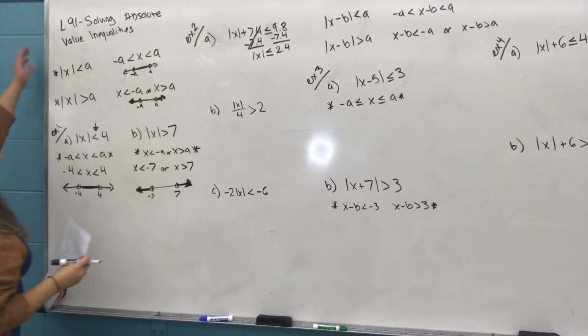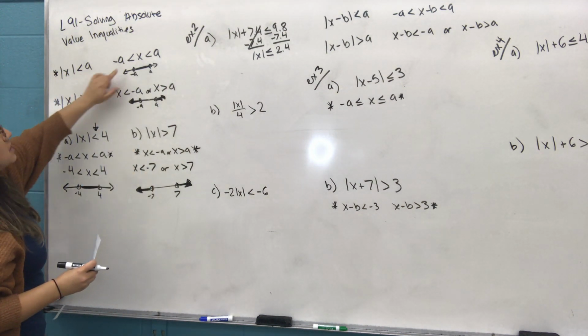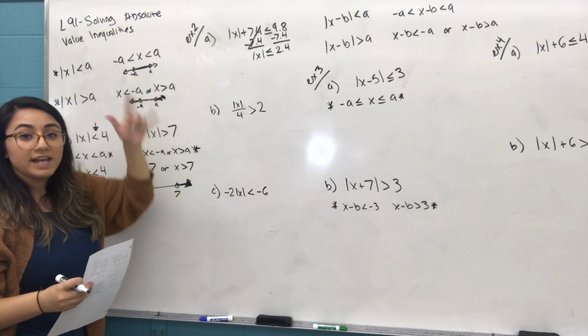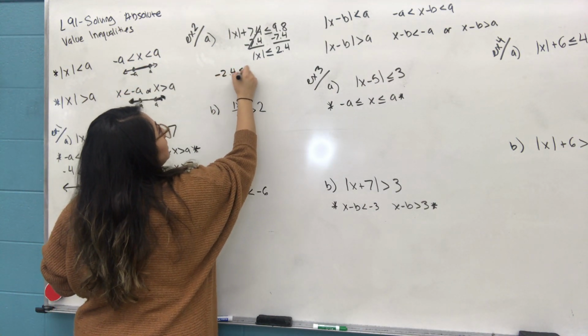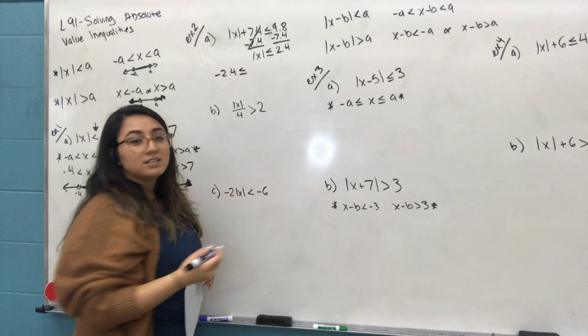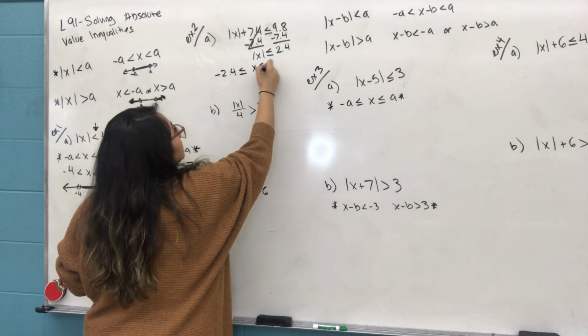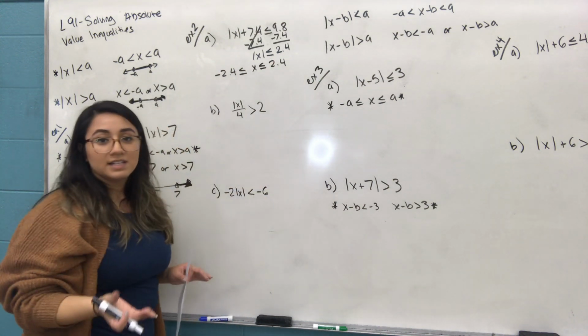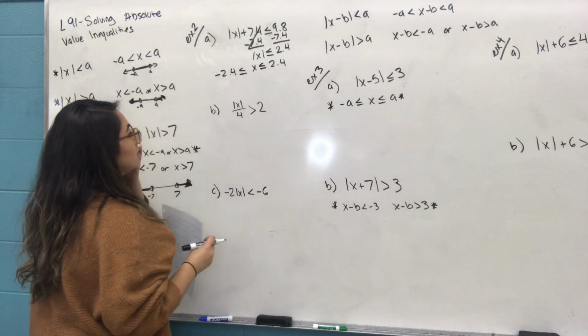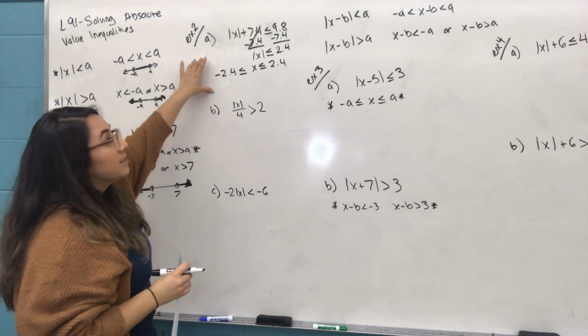If I go back to this, it's a less than symbol. That means it's between the negative and positive answer. So that means it's between negative 2.4. And keep in mind, if you have that line underneath, you have to include it with all of these here. It's between negative 2.4 and positive 2.4. And that's it. I'm not going to graph it. You're not going to really graph these this year. And that would be your answer.